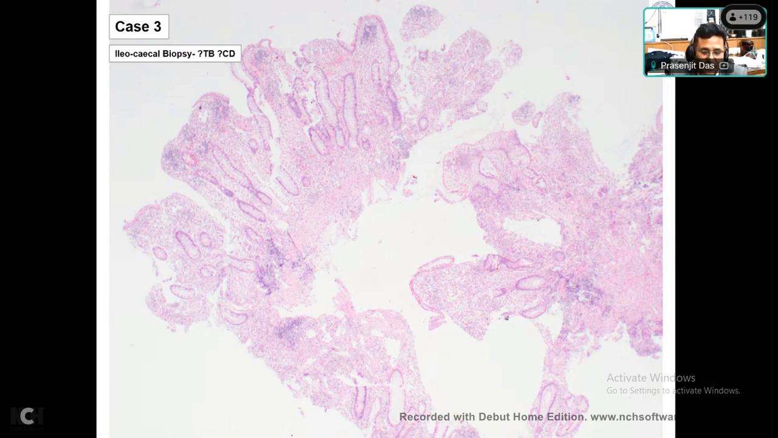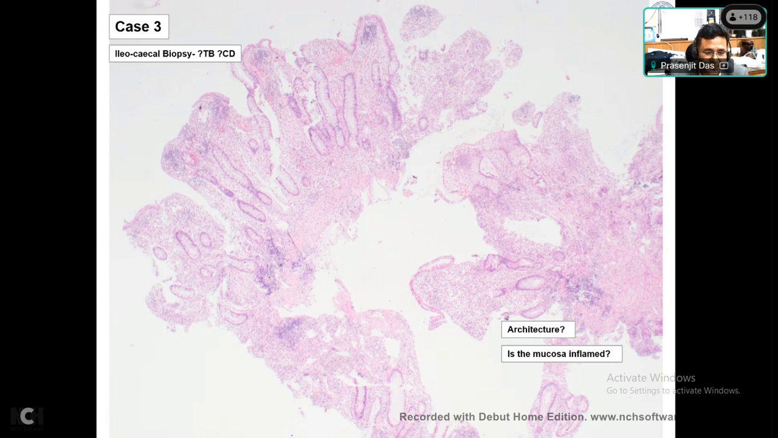So whenever you get an ileocecal biopsy from the gastroenterologist, this is the most common differential diagnosis they ask for. So I'll ask someone to volunteer, Dr. Pooja, if you are there. Yes, sir. So you can take up this case. This is an ileocecal biopsy, I have already told. So I will give you some leading questions. We have already discussed that in any biopsy, we have to look at the architecture and if the mucosa is inflamed.